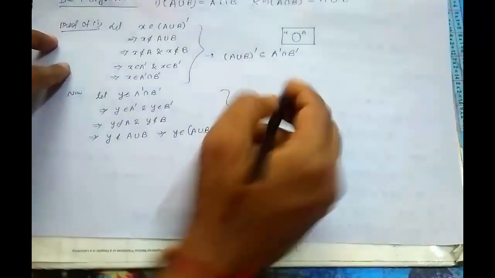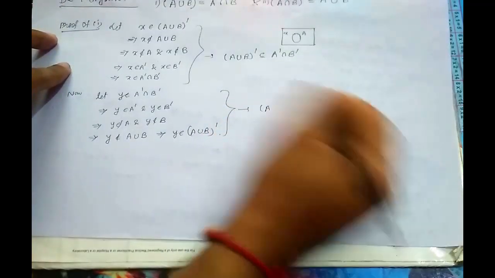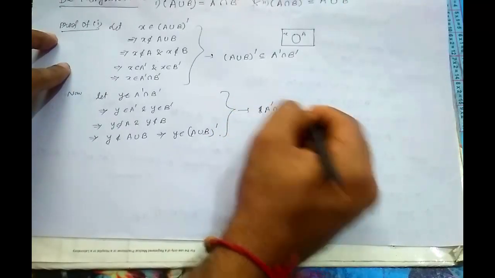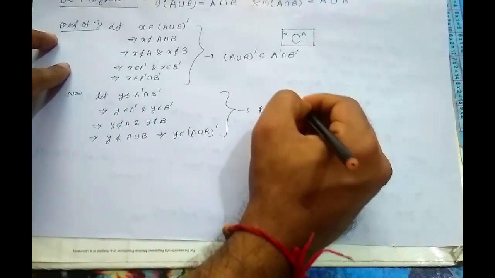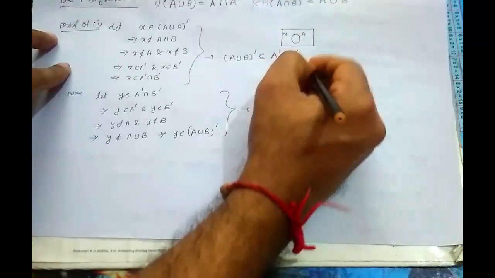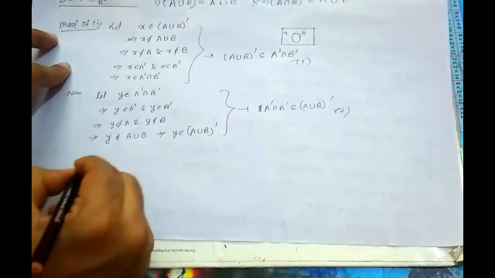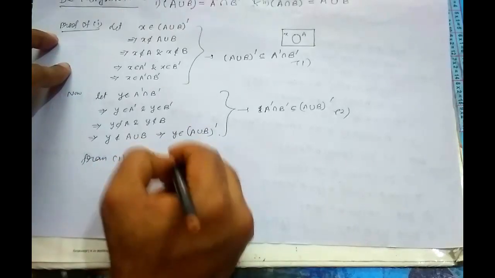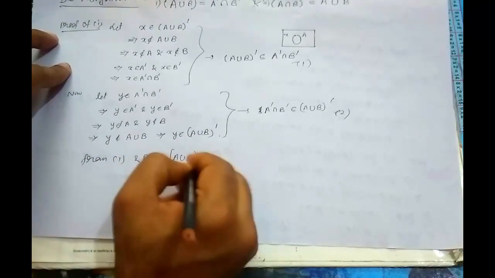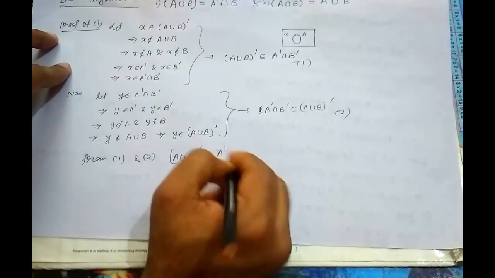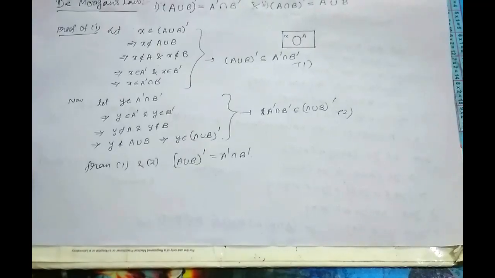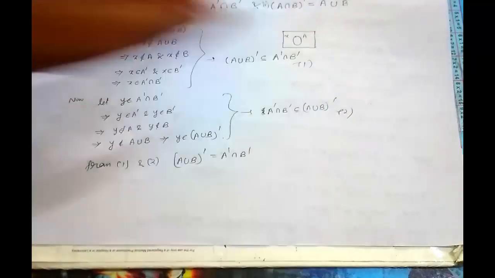Now these steps imply, okay, so from 1 and 2, this is equal to this. Okay, now you have to try to prove this.